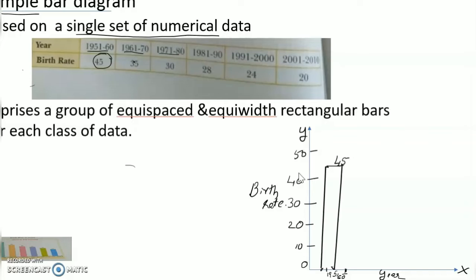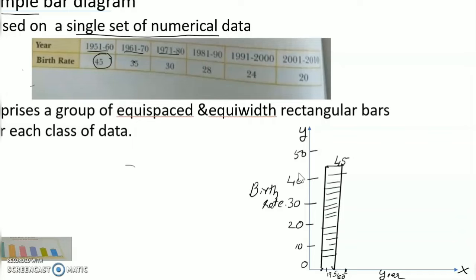This is the first rectangular bar we are drawing here, and we have to give it one shade. Different shades or colors we have to give. Because I am drawing on the computer, that is why I am giving different shades here. First I am giving this shade for 1951 to 60, that is 45. Now the next bar we have to draw here.